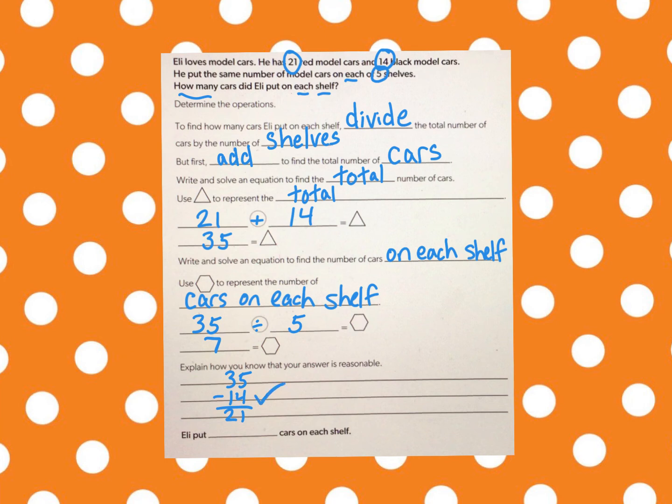And let's double check our division. 35 divided by 5 equals 7. Let's make sure that 7 times 5 equals 35. Count by 5 7 times. And yes, that does equal 35.